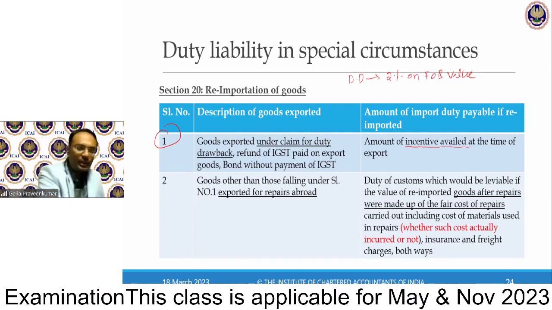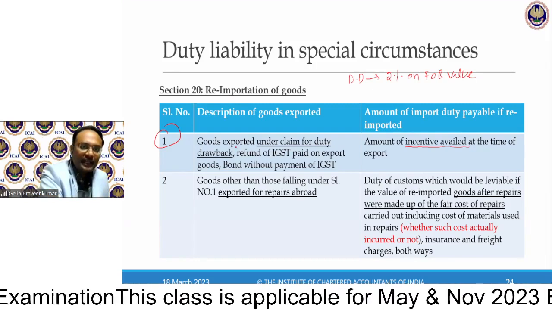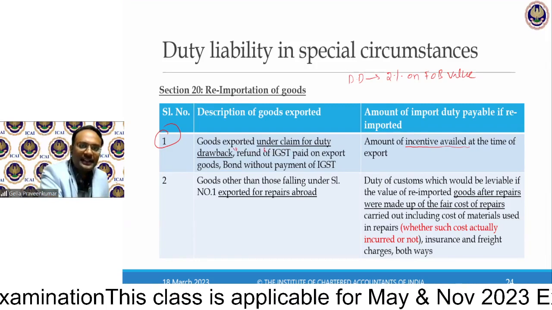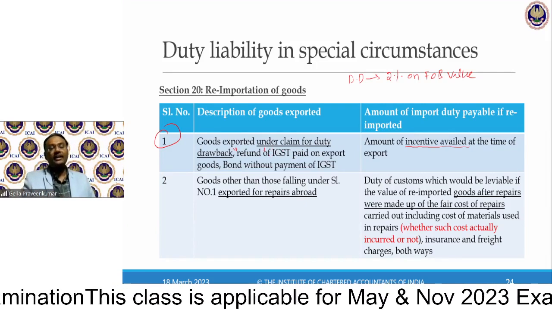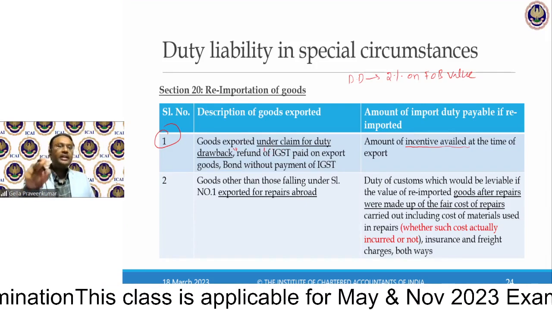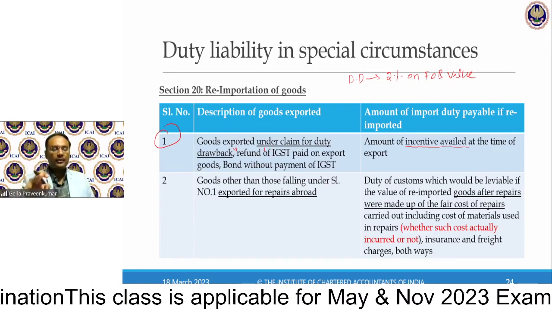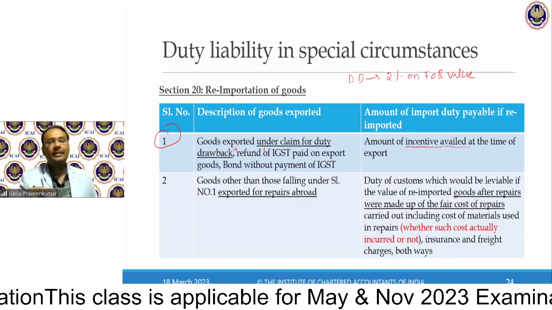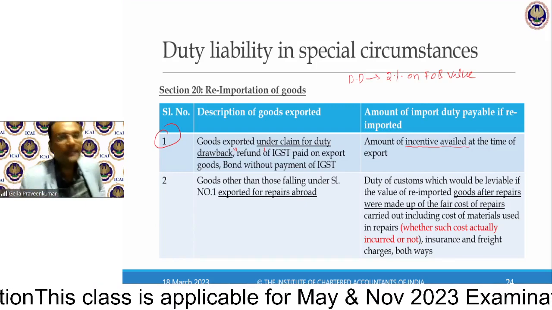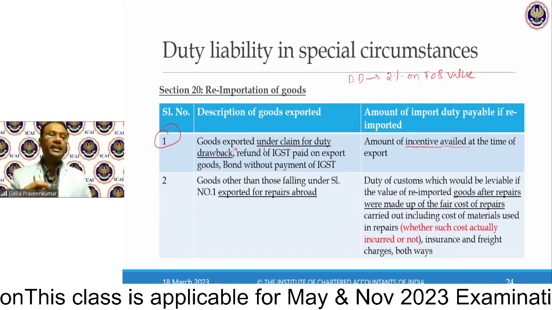Alternatively, sir, what if I have claimed a refund? They say, don't worry, you have claimed a refund of 18%, please pay it back. Why? Because you got the refund of 18% with a promise that goods are being exported. Because the same goods are coming back, I'm going to withdraw that particular benefit.